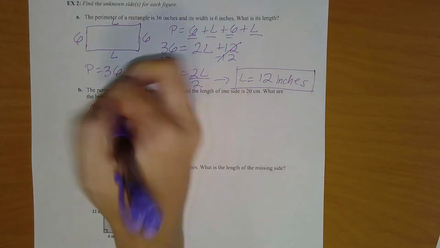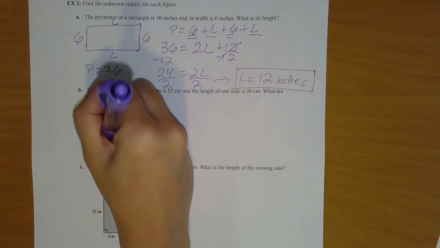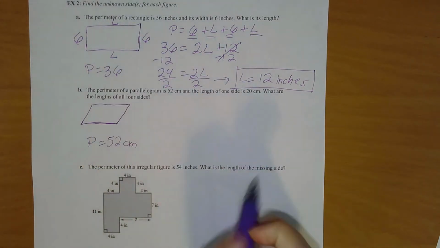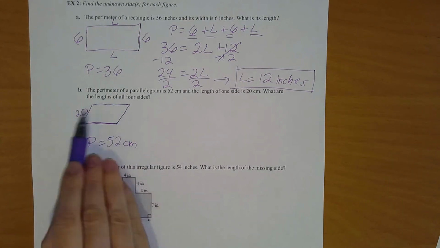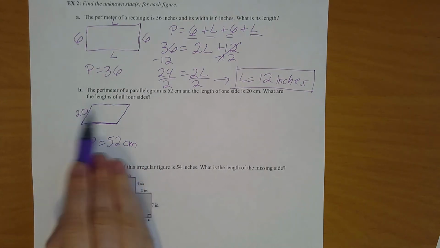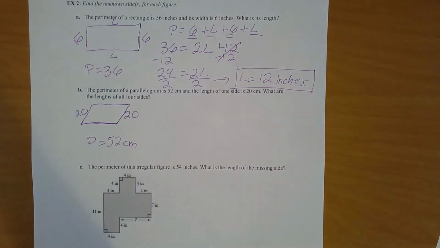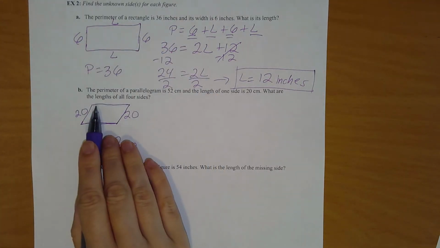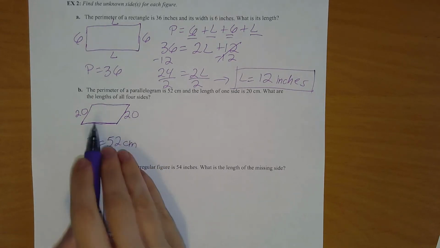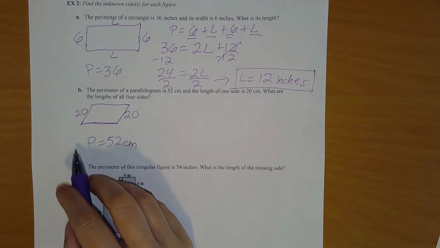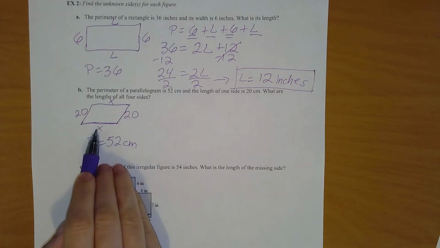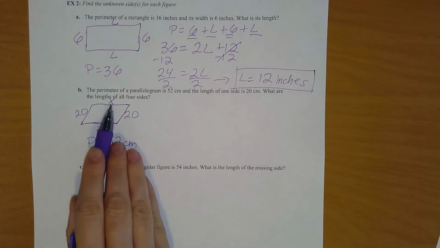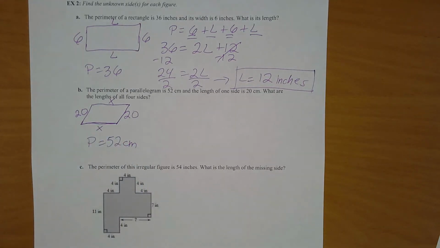It tells us that the perimeter of our parallelogram is 52 centimeters. The length of one of the sides is 20, so let's make this one 20. With a parallelogram, opposite sides have the same side length, so if this one is 20, the other one is also going to be 20 right across from it. And we need to know the other side length, this top and bottom. It doesn't matter which variable you give it, so how about an x just for fun? I'll make the unknown side a variable, and the opposite side will be the same variable.